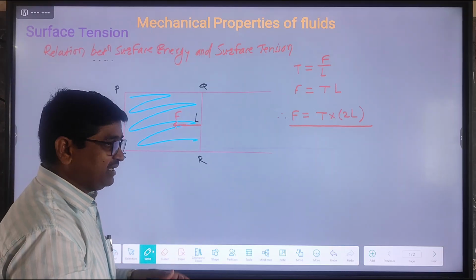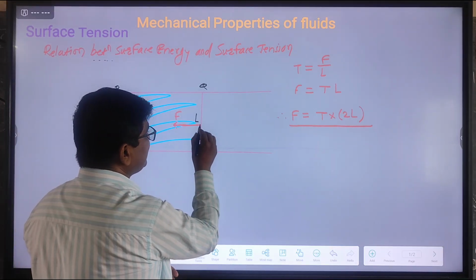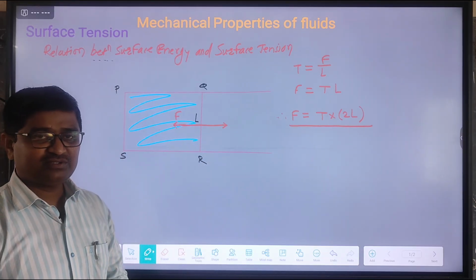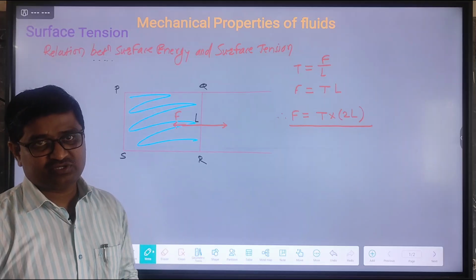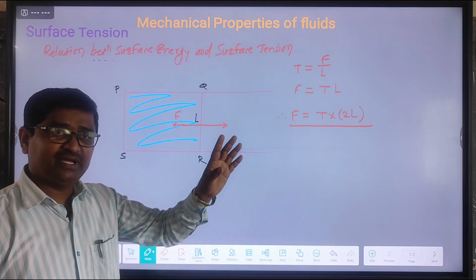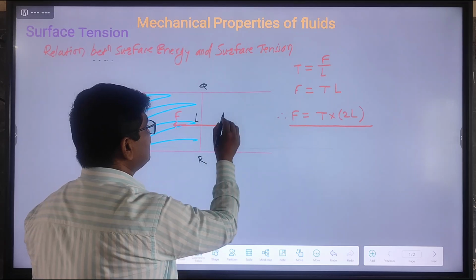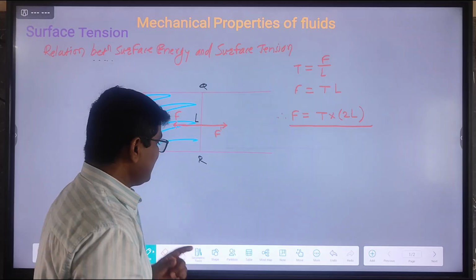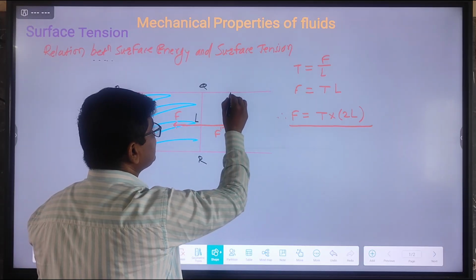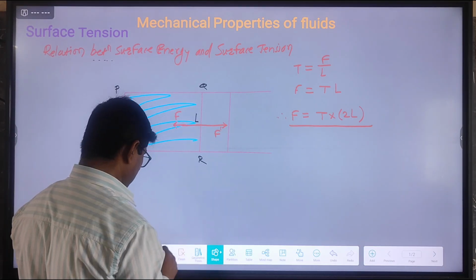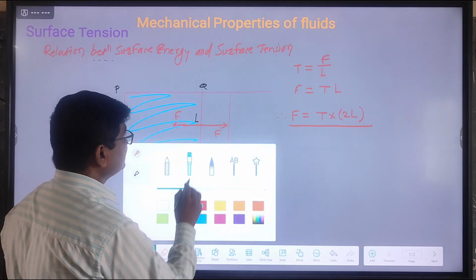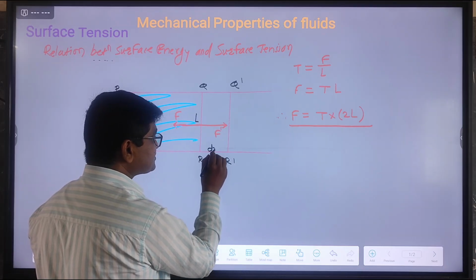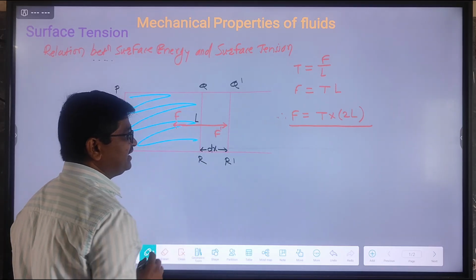Now, but at this time, let's imagine that the slided wire QR experiences a force of the same magnitude but exactly opposite, inverse. It means it experiences an outward force of the same magnitude, F is equal to T into 2L. The same opposite force experienced by the slided wire QR will be denoted by F dash. And through this, the slided wire is moving from Q to Q dash and R to R dash due to a very small displacement dx.